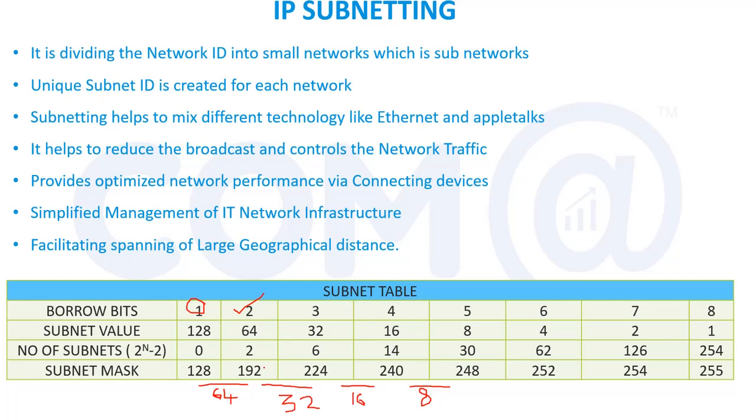This is common for all the classes, class A, class B, class C. From the host portion, minimum you have to borrow 2 bits. Why? If I am borrowing 2 bits, how many subnets will there be? 2 power 2 minus 2. 2 power 2 is 4, 4 minus 2 is 2. So it means I will have two subnets and the rest will be hosts. So I can easily find out. If I am borrowing 3 bits, I can have 6 subnets. This is the calculation we are going to see in IP subnetting.